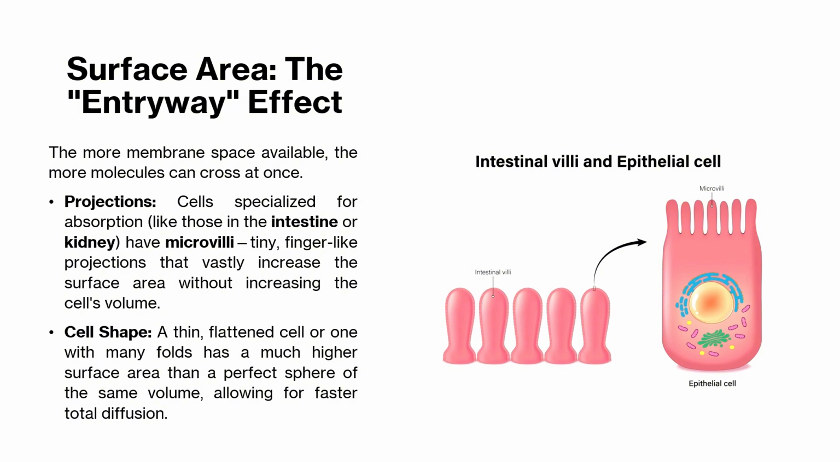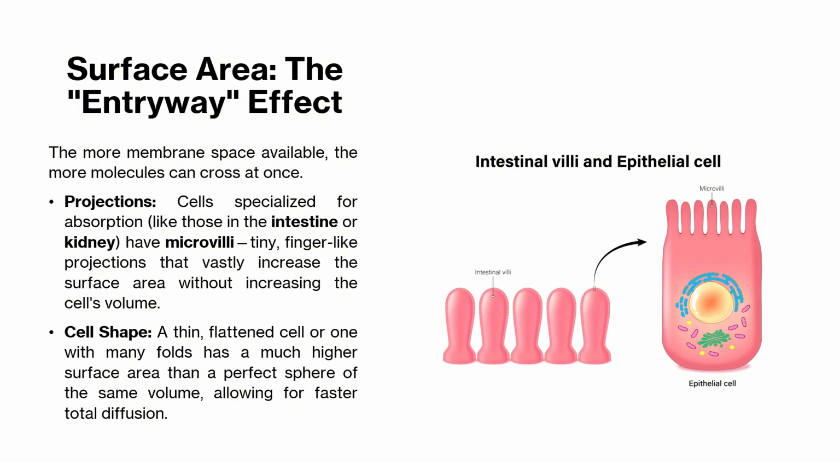This is what we call the surface area effect. The more membrane space available, the more nucleus can cross at once. But cells have a problem. They cannot just grow bigger and bigger, because then the middle of the cell would be too far away from the doors to get oxygen. So how does a cell get more surface area without getting too big?